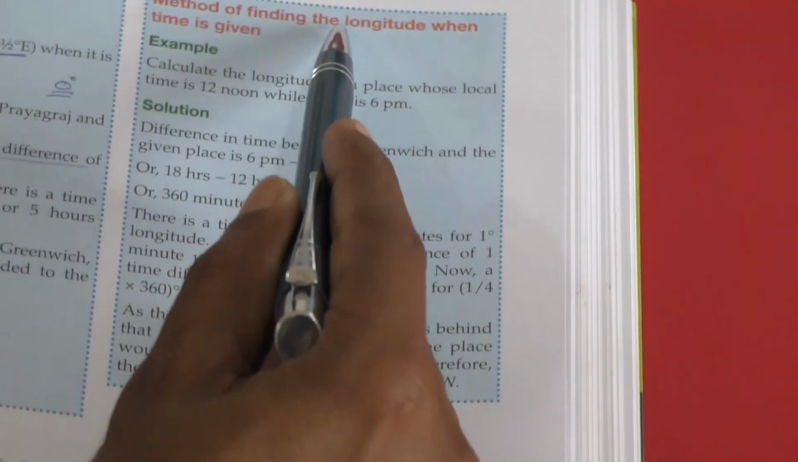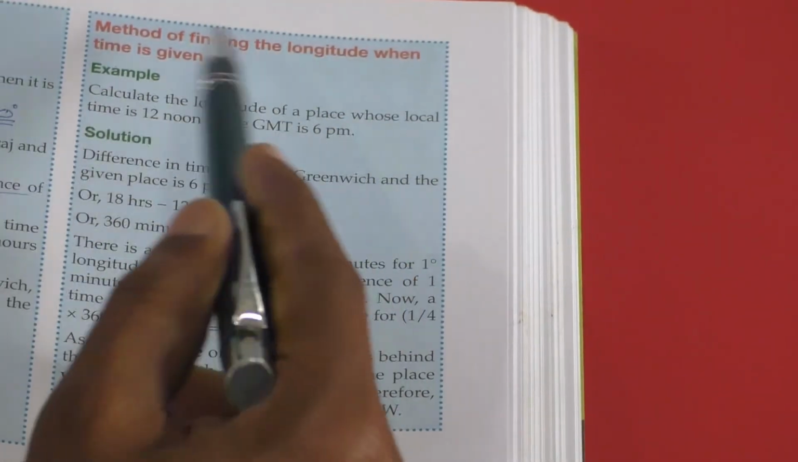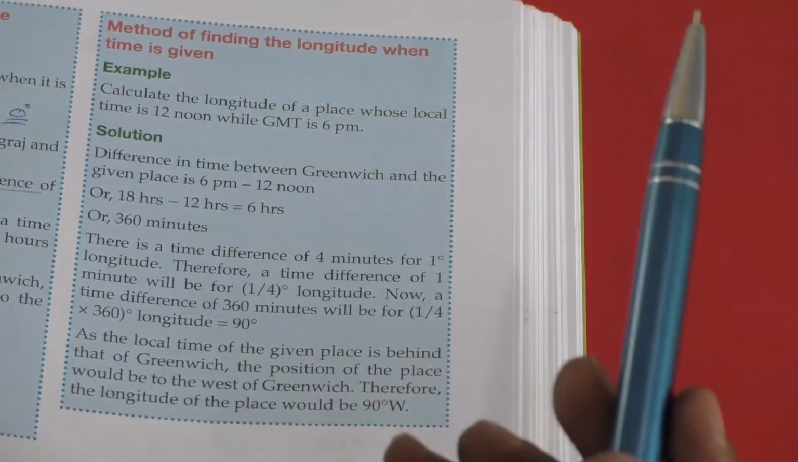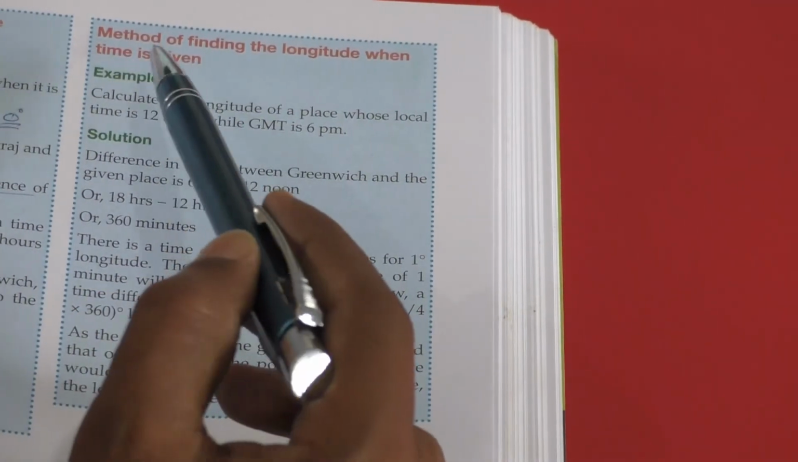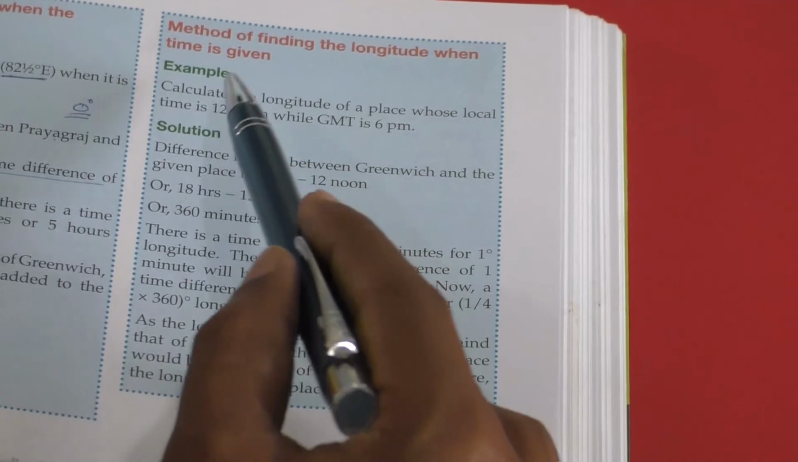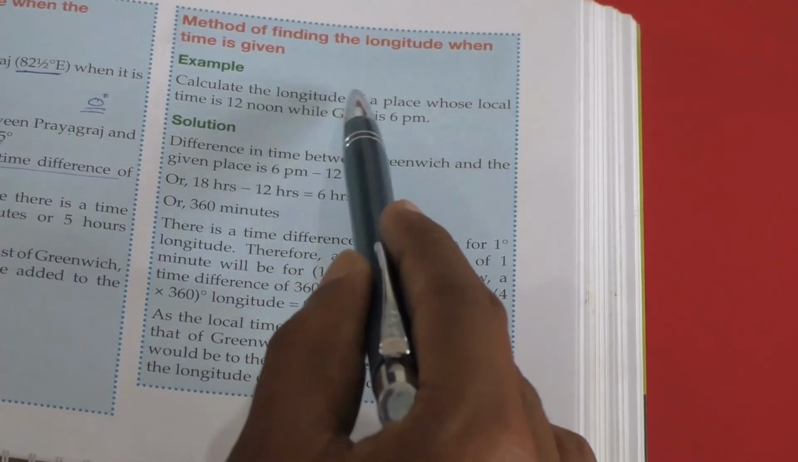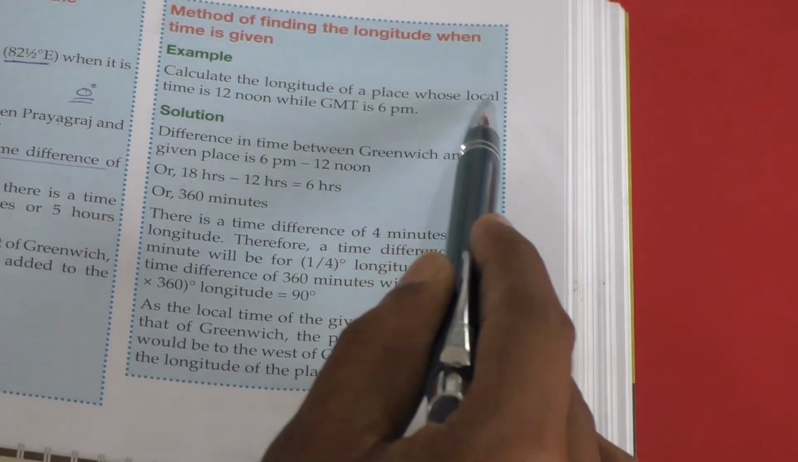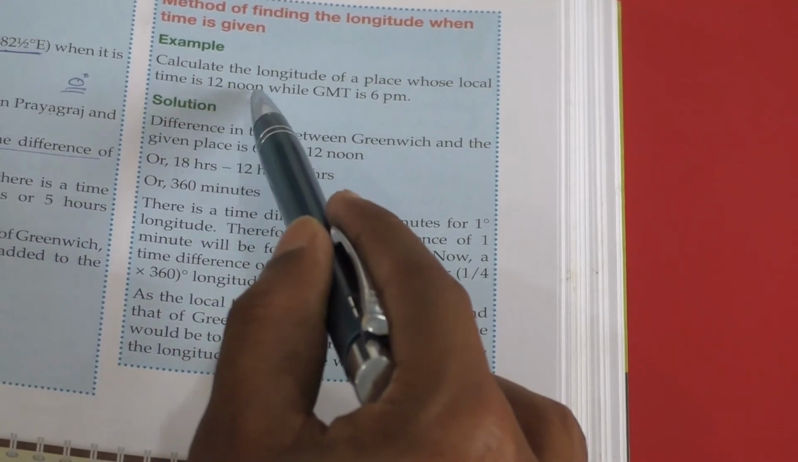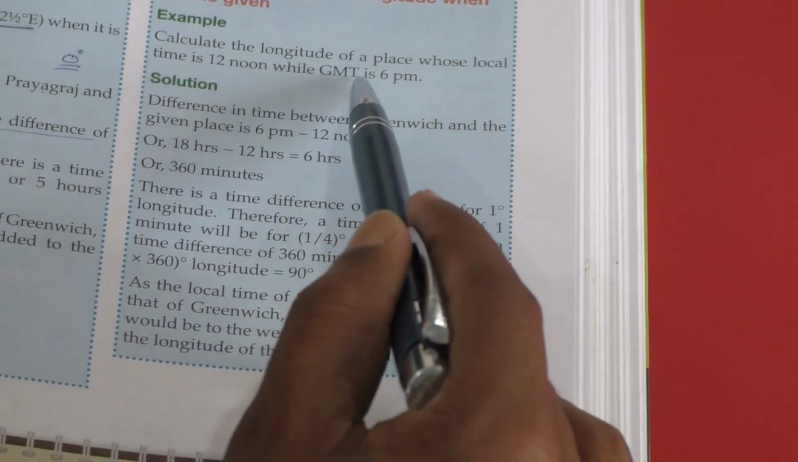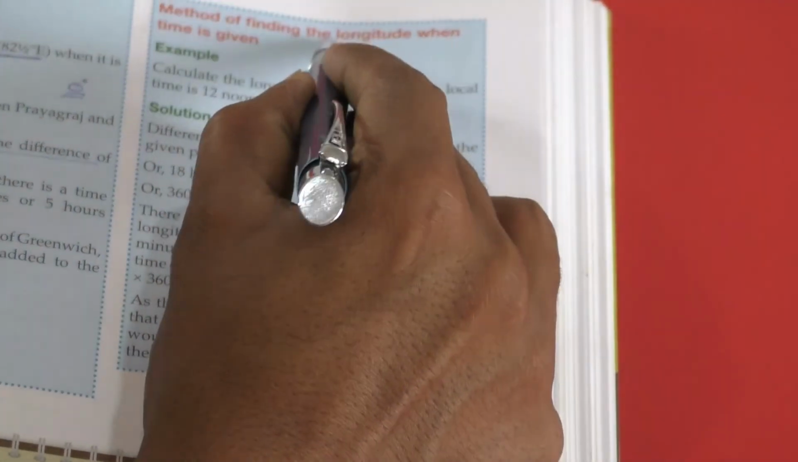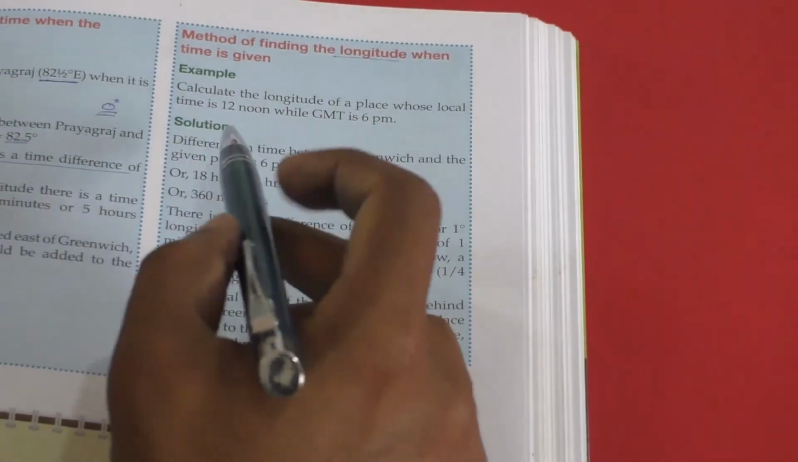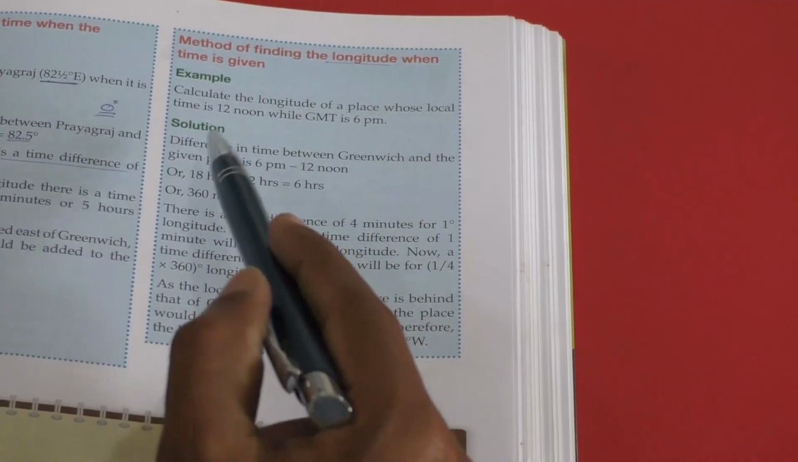Method of finding the longitude when time is given. Look at the example: Calculate the longitude of a place whose local time is 12 noon while GMT is 6 p.m. Here we have to find the longitude. So here is the solution.